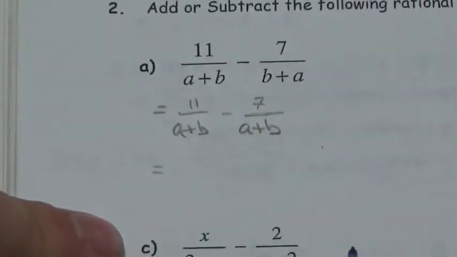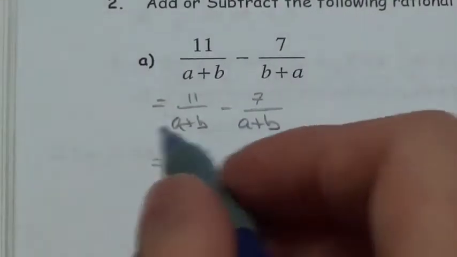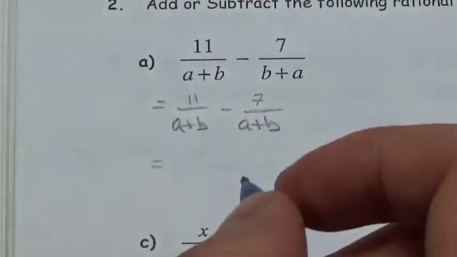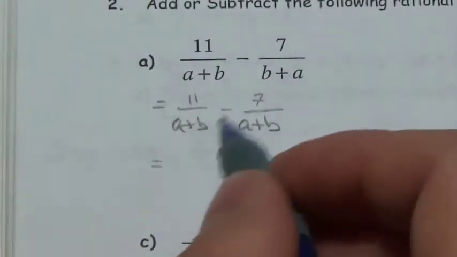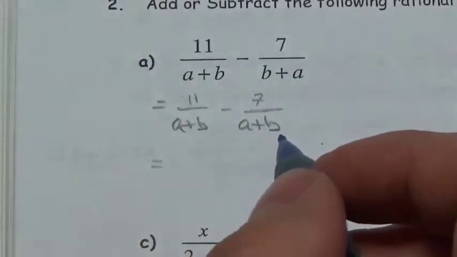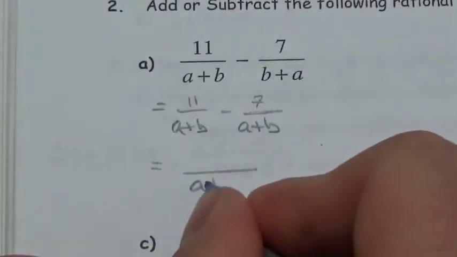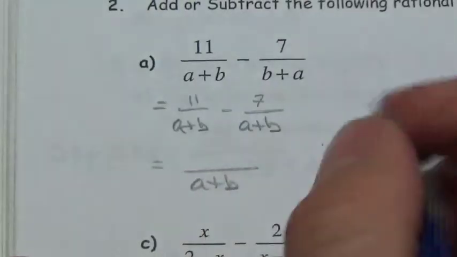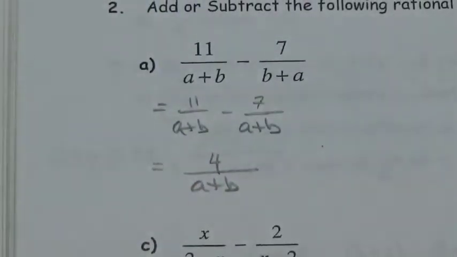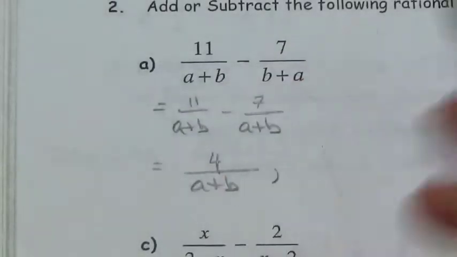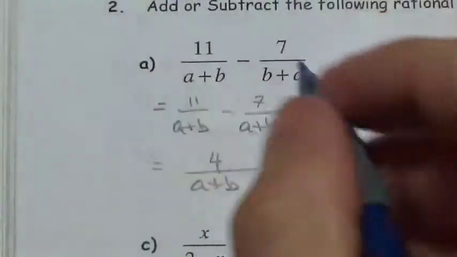So my denominator here is A plus B. I'm adding 11 A plus B's, and from that I'm subtracting, or I'm adding negative 7 A plus B's. So the denominator is the same. 11 minus 7 is going to be 4. So my answer here is going to be 4 A plus B's. Now, I didn't cancel anything from the denominator. I didn't cancel any variables.